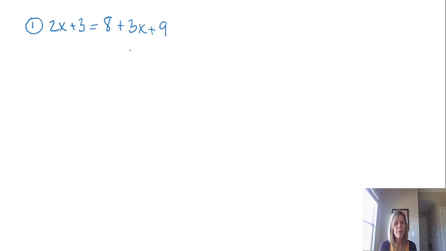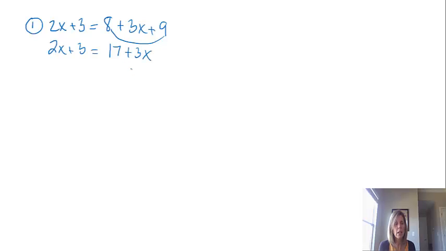Okay, so I'm going to be thinking a mobile balance in my head. Just think of we draw 2 x's and 3, and then on the right side we draw an 8 and then 3 x's and then 9. I know that I can put the 8 and the 9 together. So I'm going to leave the 2x plus 3 alone, and on the right side the 8 and the 9 would become 17, and I still have 3 x's.